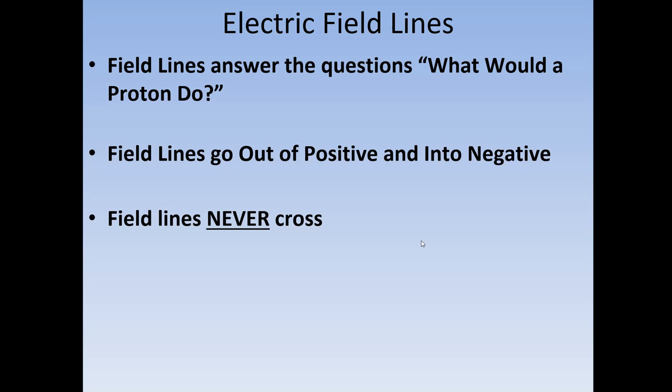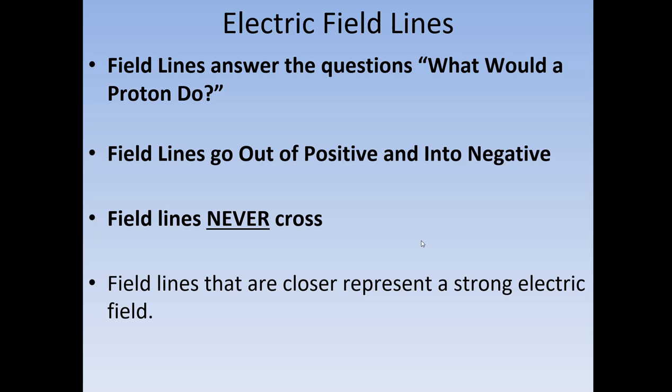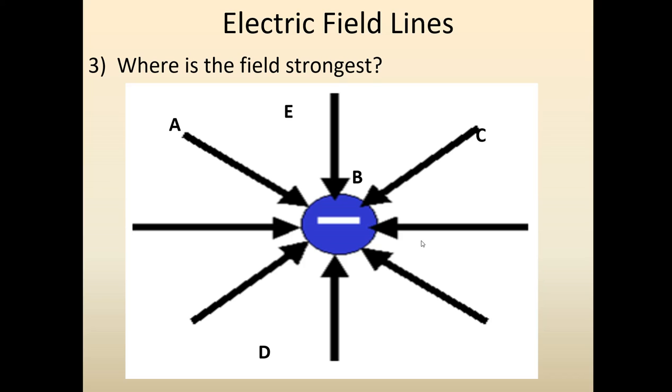Another important thing is that the field lines never cross. If you look at those drawings again, you'll see that the lines never actually cross each other, because that is basically the net effect on the object. And then another thing to remember is that field lines that are closer represent stronger electric fields. If you recall, these are the exact things that I mentioned about the gravitational field lines, and that's because they're the same thing. Like I said, the only difference is that one's dealing with electrostatic forces, the other one's dealing with gravitational forces.